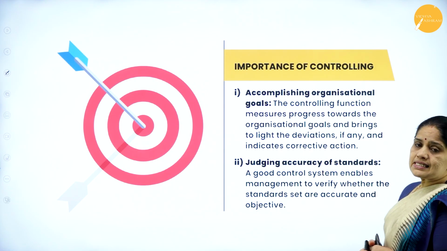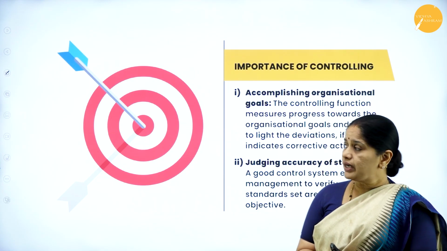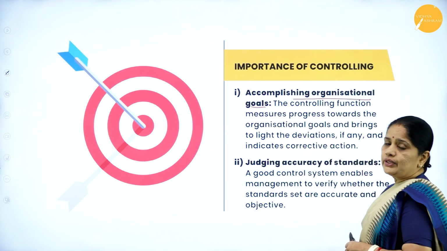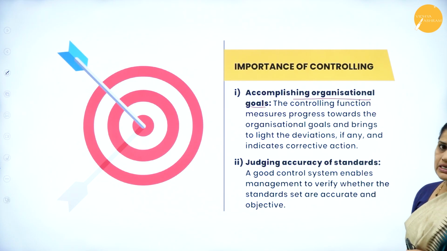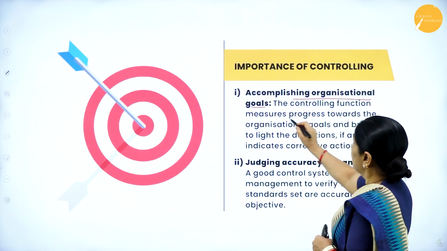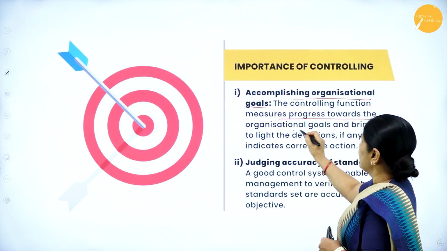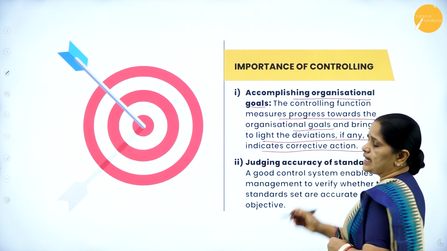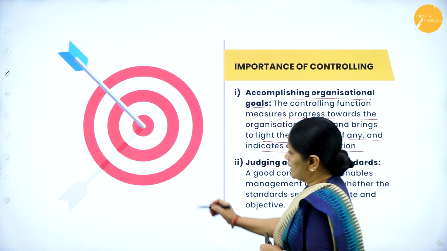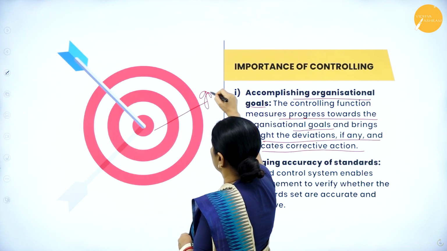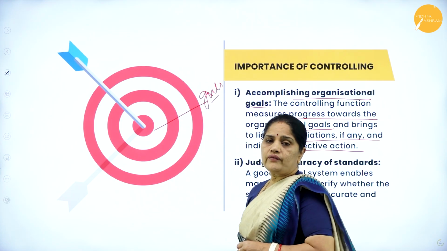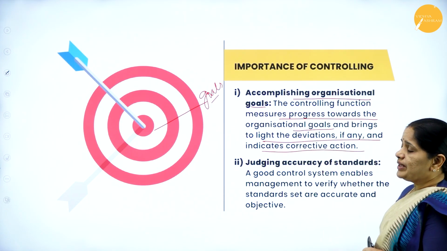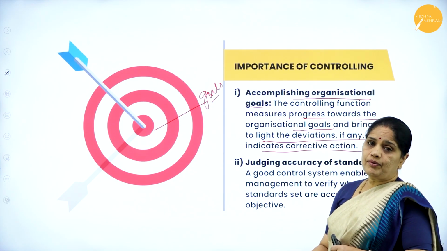Then next, let us understand what is the importance of controlling. Accomplishing organizational goals. It will help in accomplishing the organizational goals. How will it accomplish? It measures the progress towards the organizational goals and brings to light the deviations, if any, and indicates corrective action. So what is the goal of the organization and what are the plans to reach the goals? That we will be able to ensure only with the help of controlling.